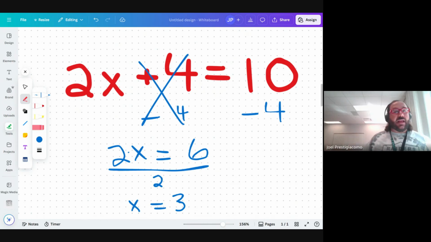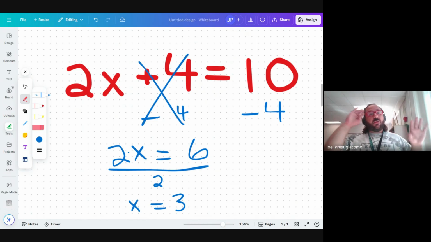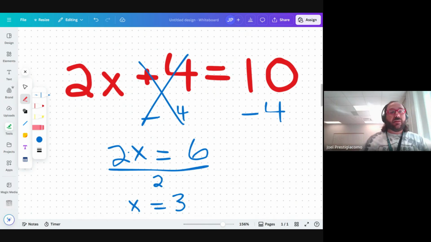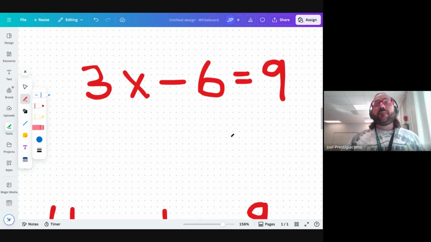So again, in this case, if we have 2 things happening, right? We have a multiplier on x and we're adding as well. We take care of the addition or subtraction first, then we deal with the multiplication later. Okay, so just never forget, we always get that one additional step there.